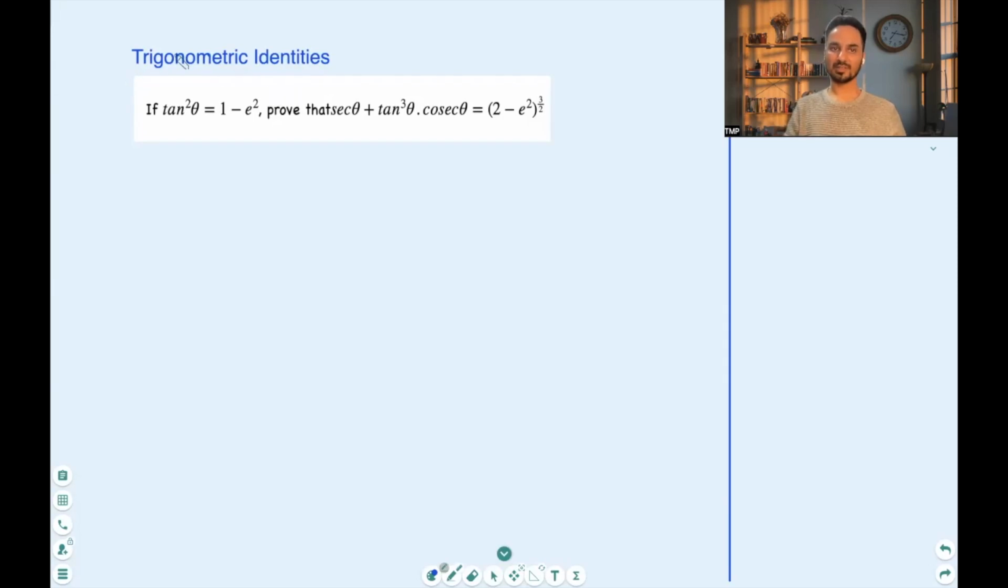Today we are discussing a trigonometric identities question, and the question is, if tan squared theta equals 1 minus e squared, prove that (sec theta plus tan cubed theta times cosec theta) equals (2 minus e squared) raised to the power 3 over 2. And as always, we will approach this problem by breaking it down into manageable pieces. So let's get started without wasting much time.